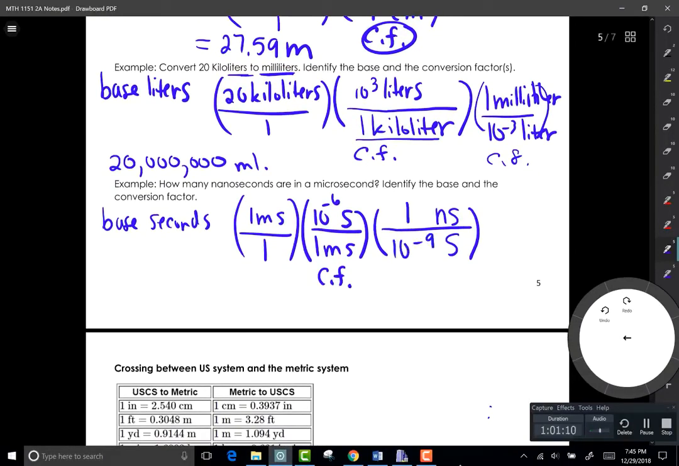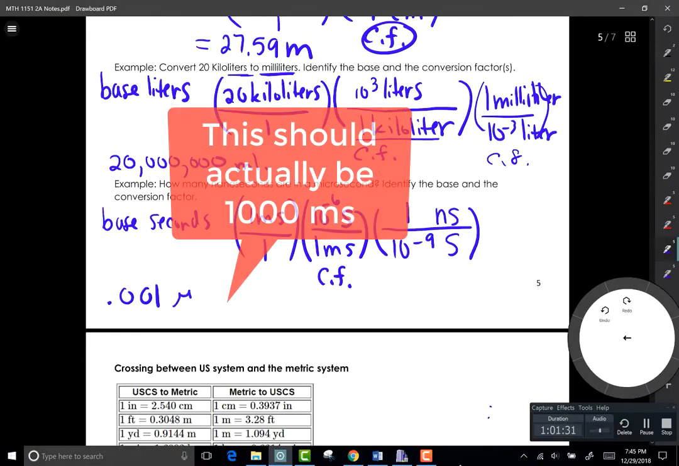So I'm going to put that into my calculator. In parentheses, I'm going to put 1 over 1, times 10 to the negative 6 over 1 in parentheses, times 1 over 10 to the negative 9 in parentheses. And when I do that, I get 0.001 microseconds.